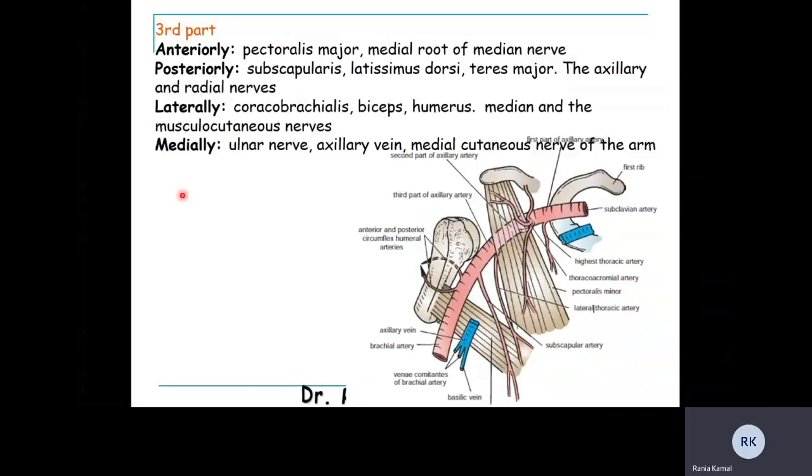On the third part, anteriorly, it is related to the pectoralis major muscle and the medial root of the median nerve. Posteriorly, it is related to branches of the posterior cord, the axillary nerve and the radial nerve, and the posterior wall of the axilla, which consists of the subscapularis muscle, latissimus dorsi, and teres major muscle.